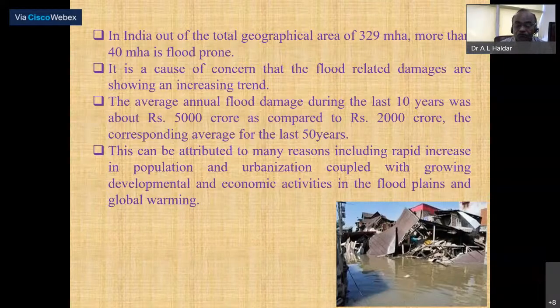It means that the quantum and frequency of floods have increased and how it is giving problems, especially in India. Of course, it is not just in India, it is in other countries also. In India, out of 27 states and 6 union territories, more than 18 states are flood prone, and floods are taking place from time to time.